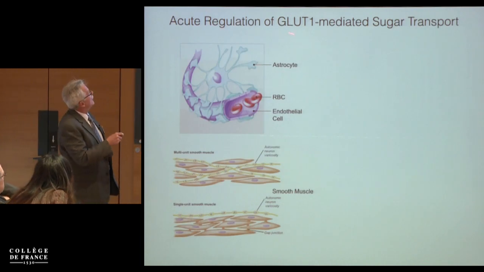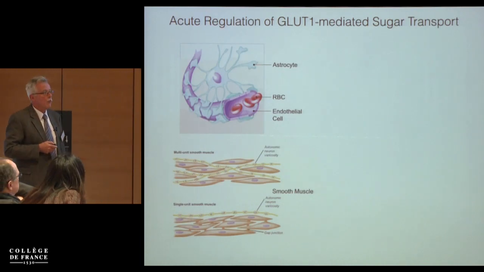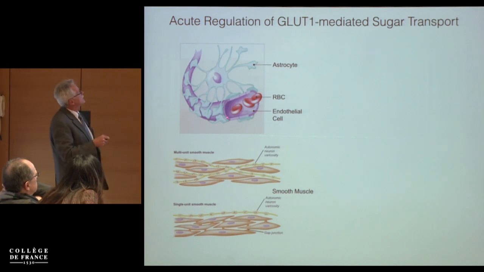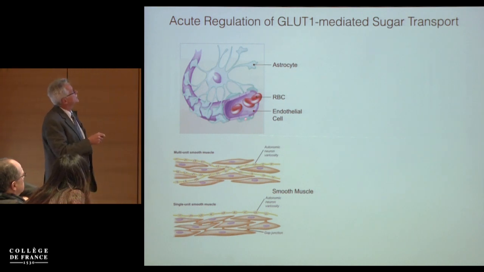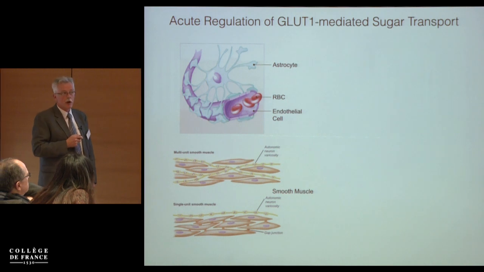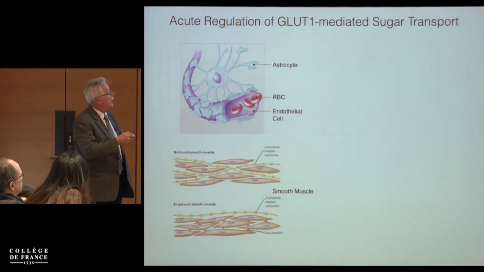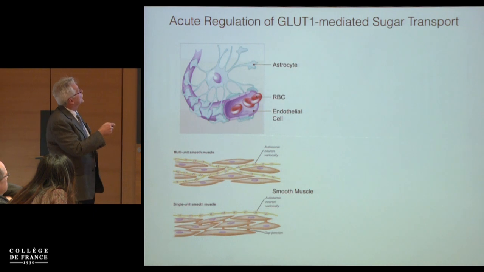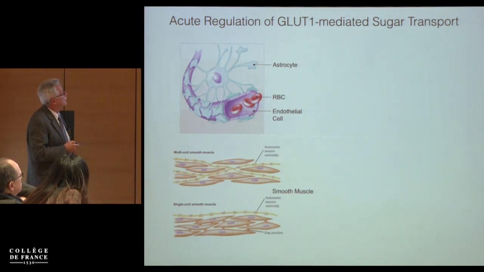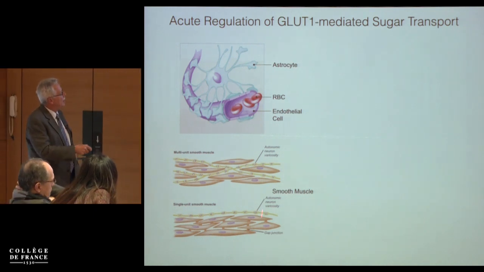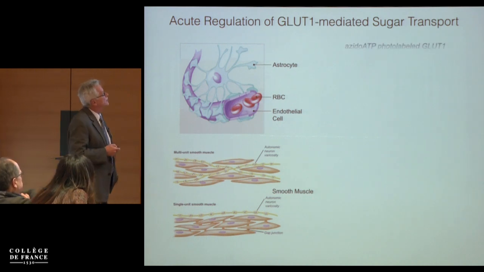Quickly, I'd like to tell you about other ways of regulating GLUT1. So as I've said, GLUT1 is the major transporter in red blood cells, the endothelial cells of the blood-brain barrier, and the blood-retina barrier. And it's the major transporter present in astrocytes in the CNS. It's also very heavily expressed in smooth muscle cells.